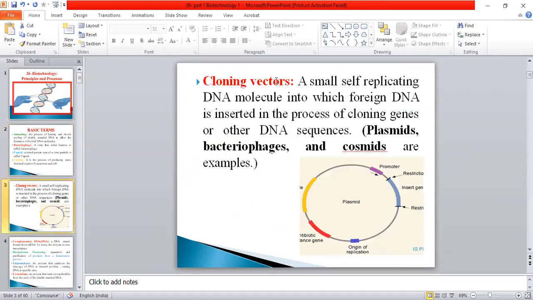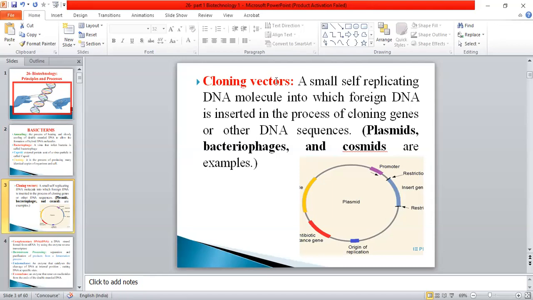So what is a cloning vector? Already you know the vector is nothing but additional support for the cloning process. Okay, already we studied what a cloning vector is. It means the plasmid is also one of the cloning vectors. The bacteriophages and cosmids. These are the examples of cloning vectors.